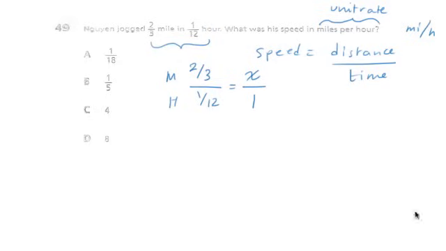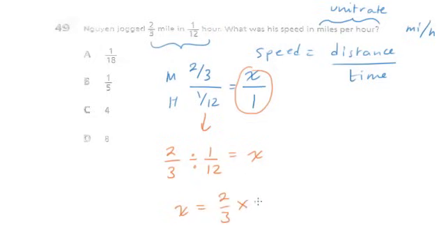Now, the method that I'm going to use right now is because I know that x divided by 1 is x, then when I bring this down, this is saying 2/3 divided by 1/12. So as long as we're remembering the rules to divide fractions, that's going to mean that x equals 2/3 divided by 1/12, which is the same as multiplying by the reciprocal. So you keep the first, you change the sign, and you flip the second fraction. And that's exactly what we've done. So 2 times 12 is 24, 3 times 1 is 3, 24 divided by 3 is 8, so that's 8 miles per hour. And so D is our answer for number 49.